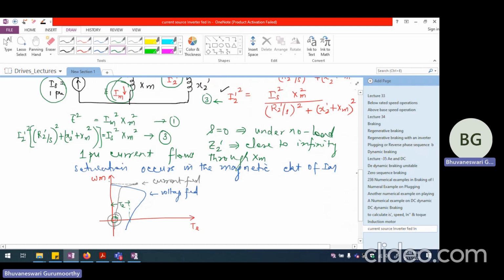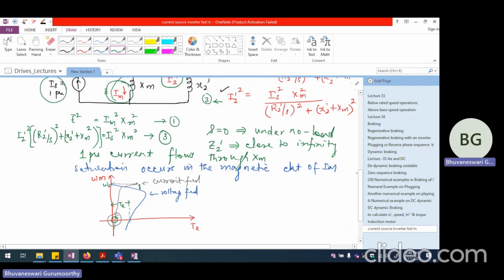Now, you can see that under no load condition, if I call this omega S, we are going to have the starting point to be the same, but as you start loading the induction motor, the voltage fed case has larger droop. You can see that it has fallen quite a bit, whereas in the current fed case, the fall will be really, really small as compared to the voltage fed case.